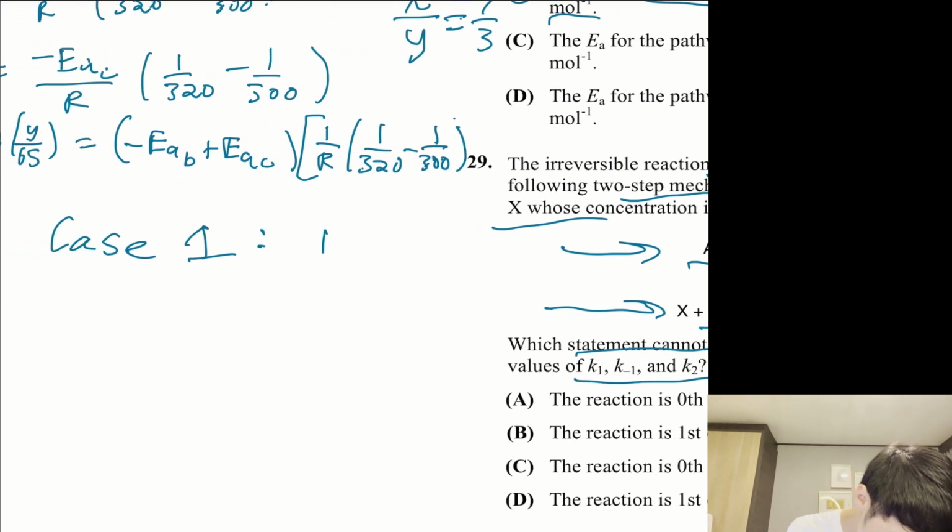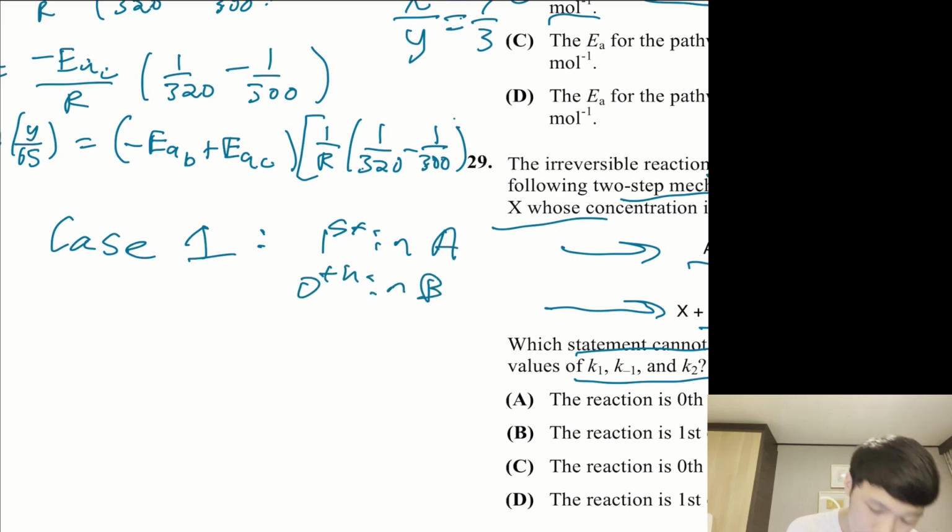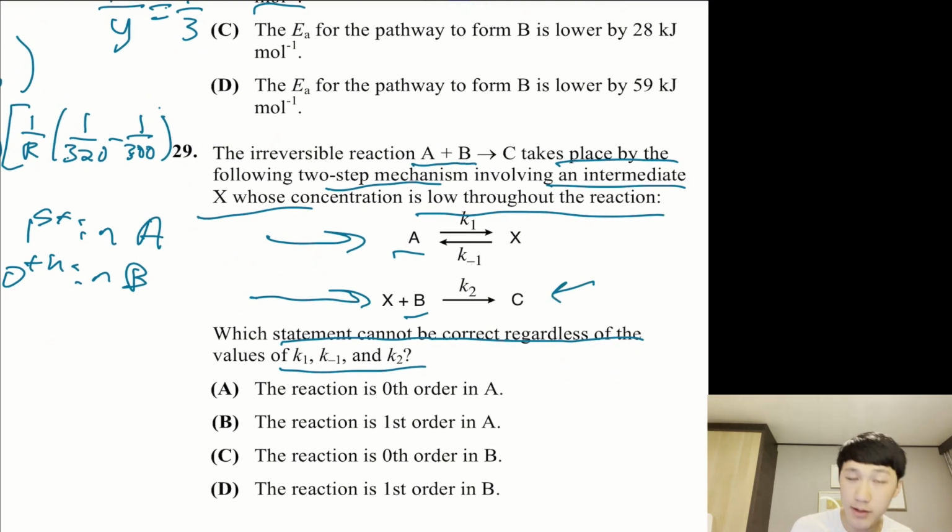So this would be first in A, 0th in B. Now case 2 is a little more interesting. Case 2 is where the second reaction is the rate determining step. If we imagine that this reaction is the rate determining step, and the first reaction is significantly faster, we can apply the pre-equilibrium approximation, which says that A and X reach equilibrium before this X plus B reaction even happens.